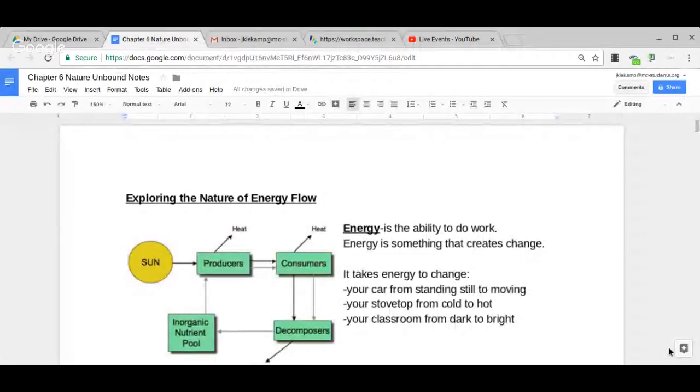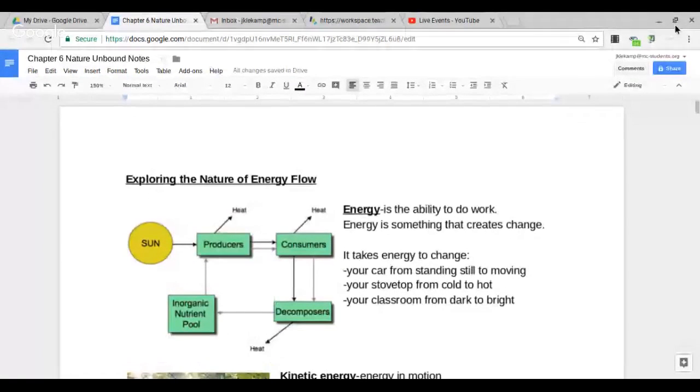Okay, folks, we're going to do chapter 6 notes. In your Nature Unbound book, it's exploring the nature of energy flow. So we have to have a little bit of review about energy. Understand energy is the ability to do work.